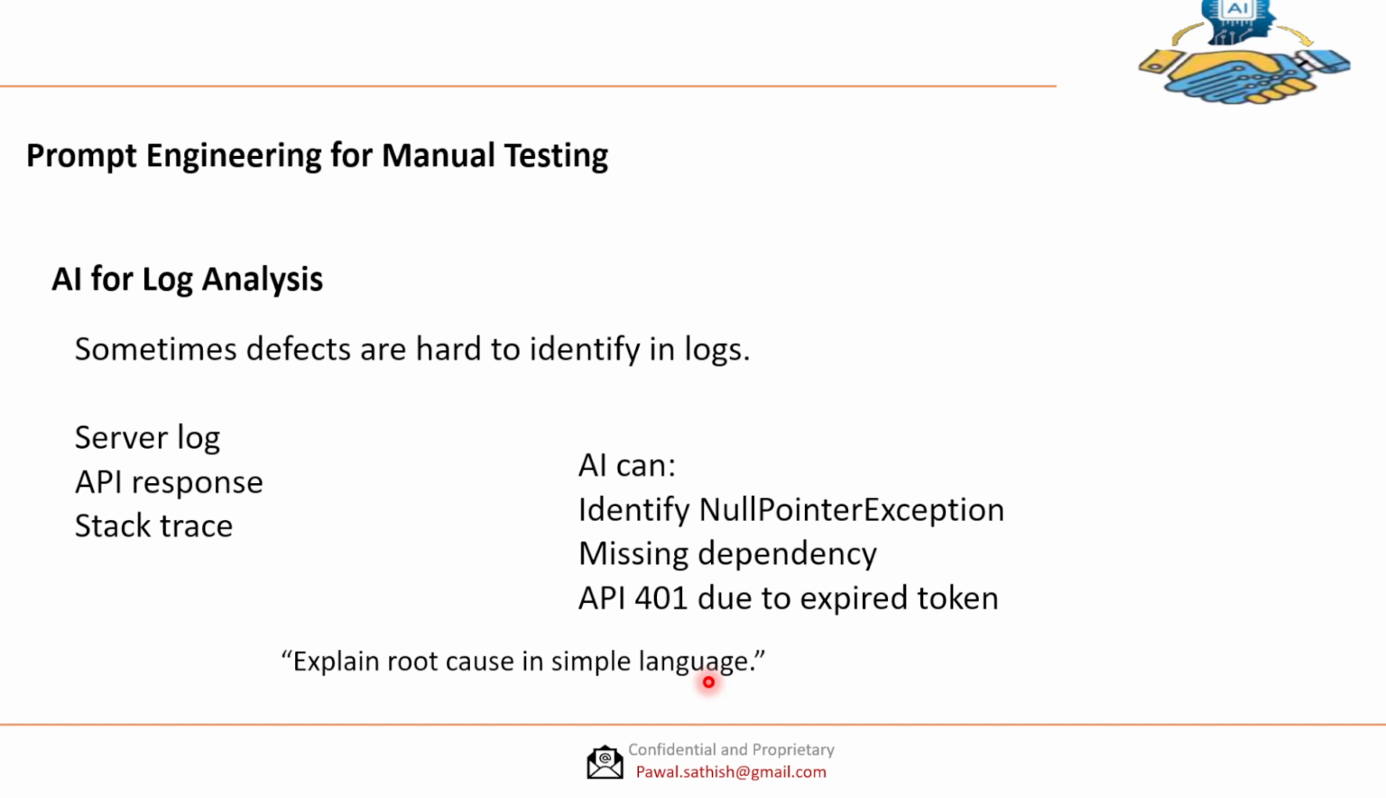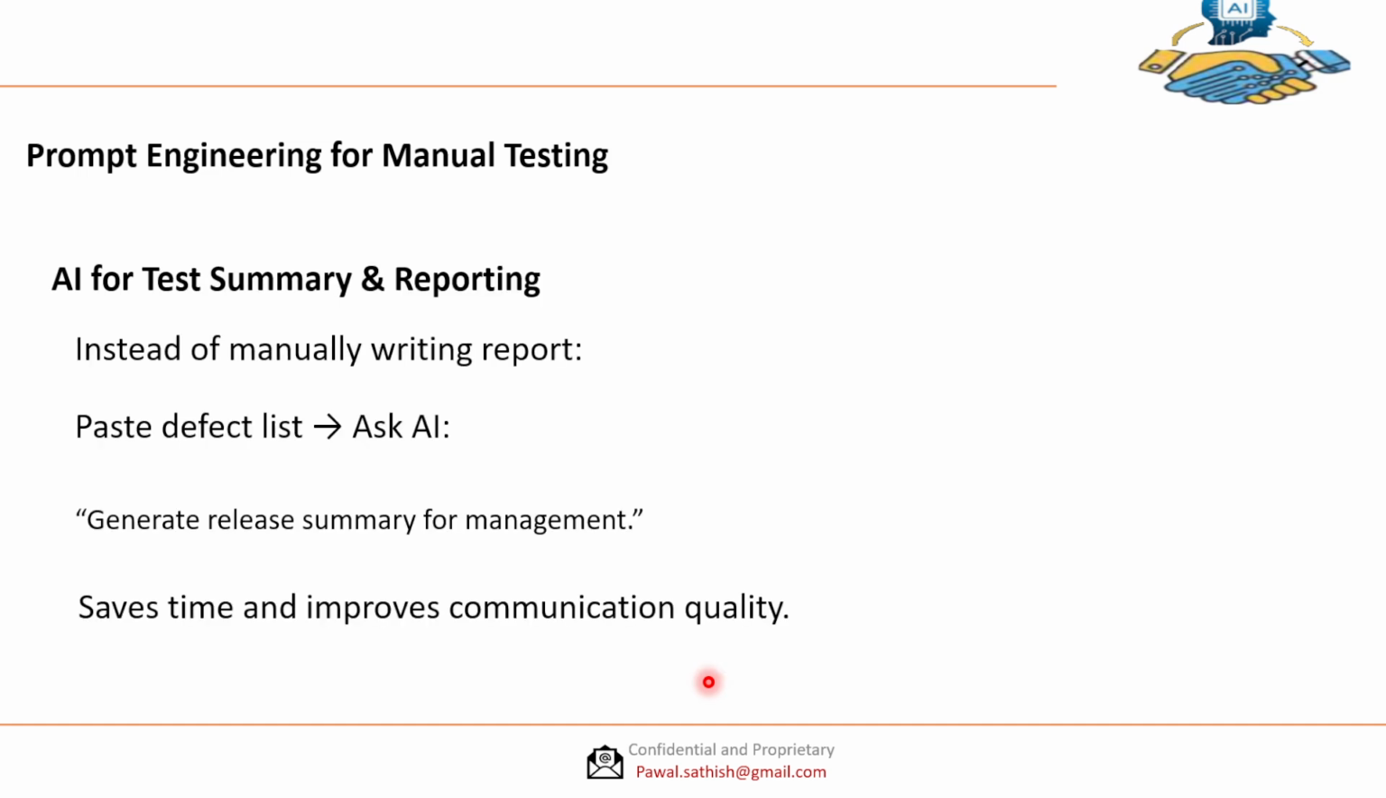Now we'll see one more example. We can use AI in test summary and reporting. Instead of manually creating the report, we simply copy the defect list and ask AI with a simple prompt: generate release summary for management. It definitely saves manual testing time and improves communication quality.